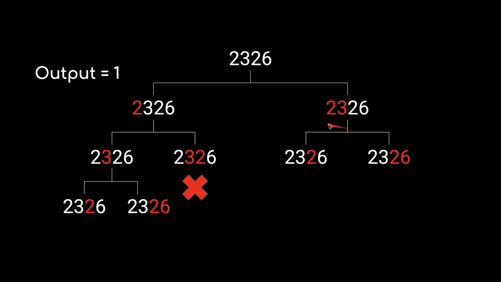Moving forward, for this subproblem, we repeat the same steps. On this side we are taking a single digit 2 and on this side we are taking a double digit 26. Since we have reached the end of the string for this subproblem, we will add 1 to our output, and our output now becomes 2. So moving forward, for this subproblem, the only digit that we are left with is 6. So on this side we are taking 6 as a single digit and we have reached the end of the string. So we will add 1 to our output. Our output is now 3.